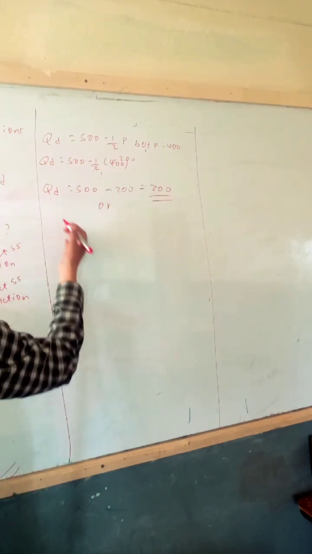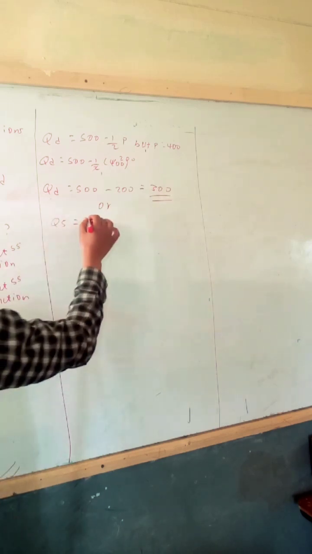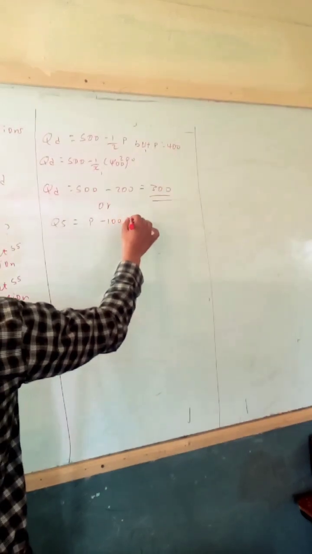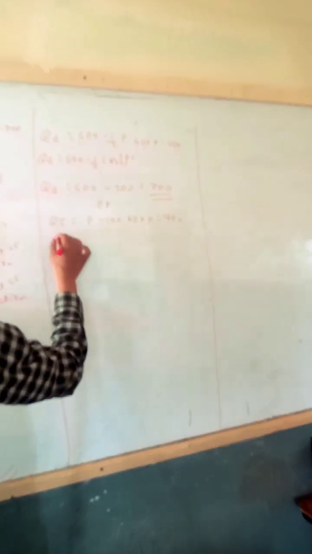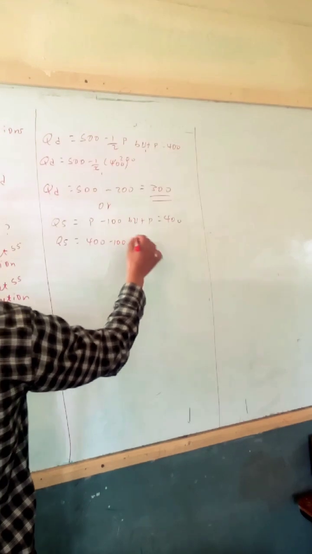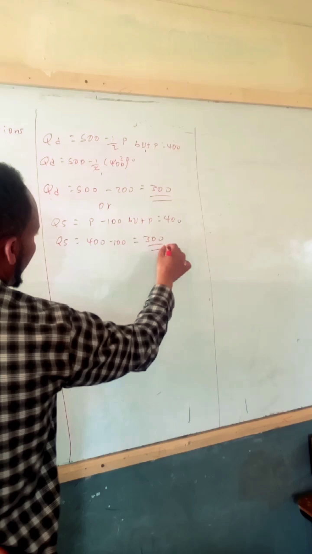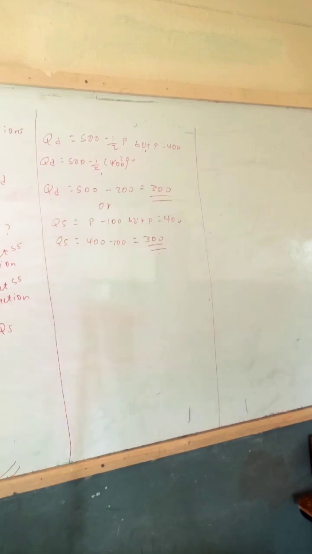To calculate the equilibrium level of quantity, we can also substitute into the supply function. The supply function is P equals 100 plus Q, but price P is equal to 400. Therefore, equilibrium level of quantity is equal to 400 minus 100, then this is equal to 300. So the equilibrium level of quantity is 300.